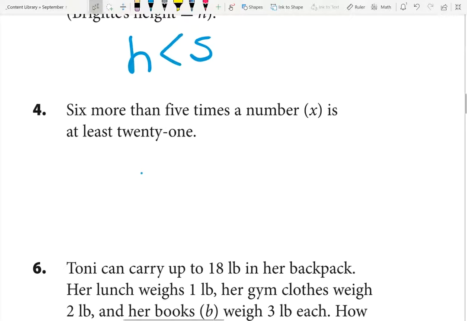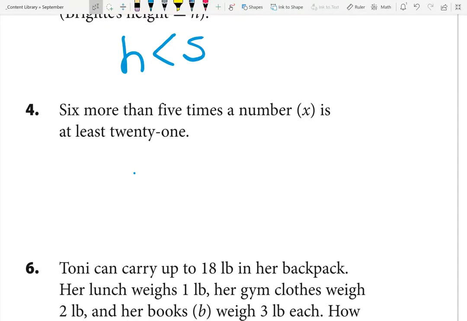Number 4, 6 more than 5 times a number, x. So 6 more than 5 times x is at least 21. Now, this can get a little bit confusing when we see the words more than. Sometimes when we think more than, we think of the inequality sign, more than. But in this case, it's not actually referring to the inequality sign. It's saying 6 more than 5 times a number. It means we're adding 6 to 5 times a number.